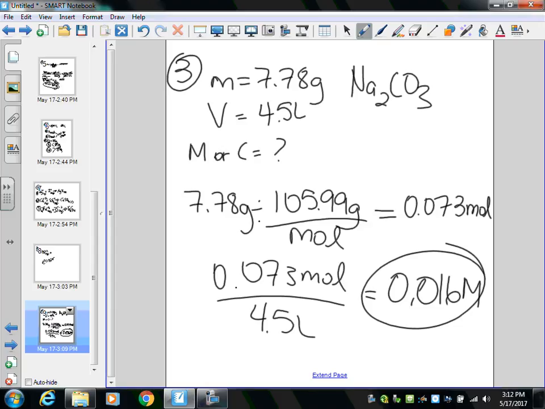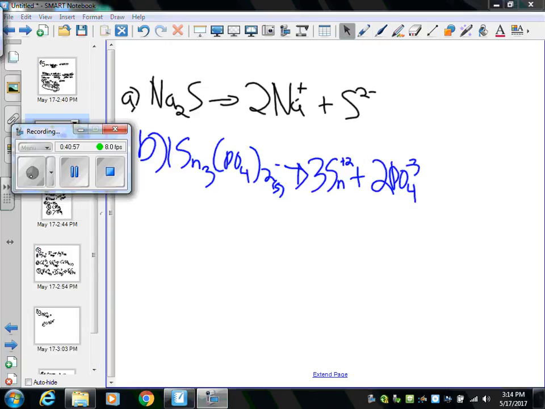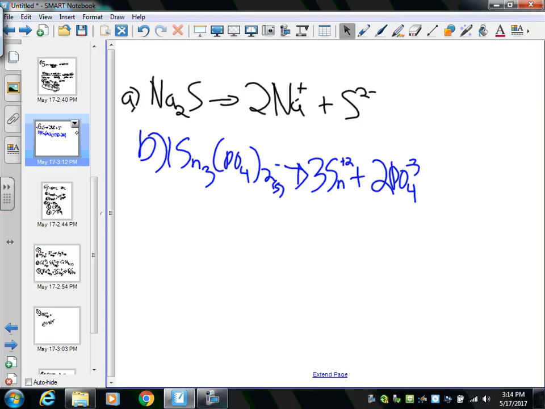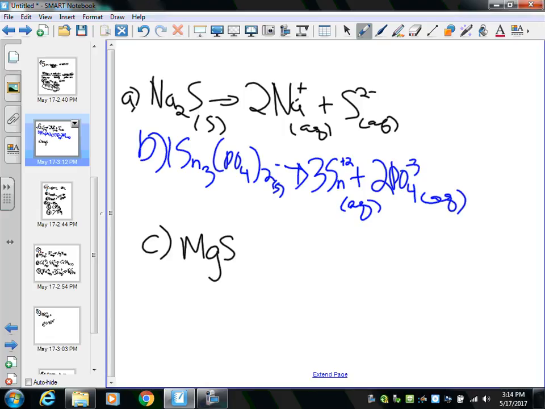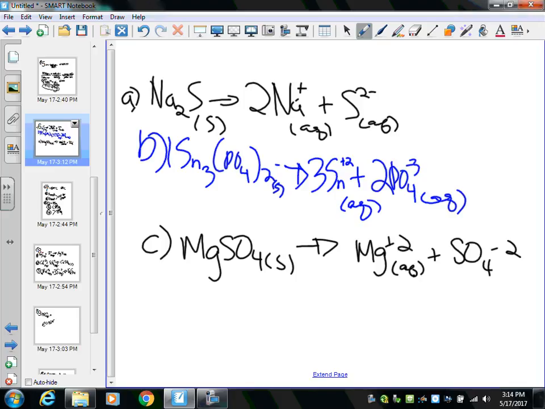Alright, so this brings us back to 2 then. Alright, so solid, aqueous, solid is written there, aqueous, do we agree? Yeah. Moving on to C, MgSO4, the solid, going to give me Mg 2+ aqueous, plus an SO4 2-, which is aqueous.